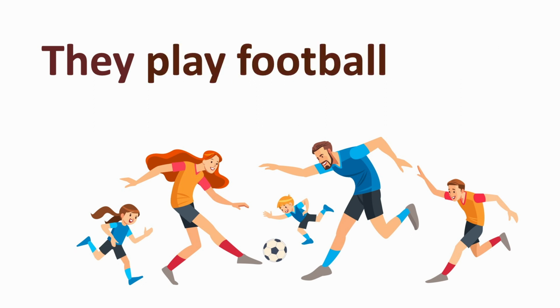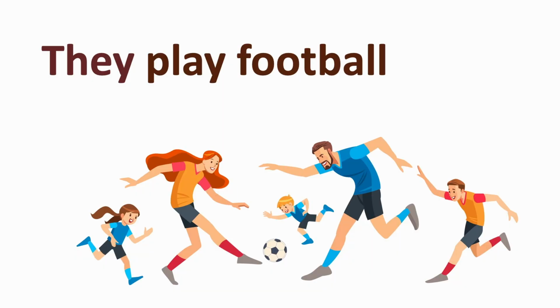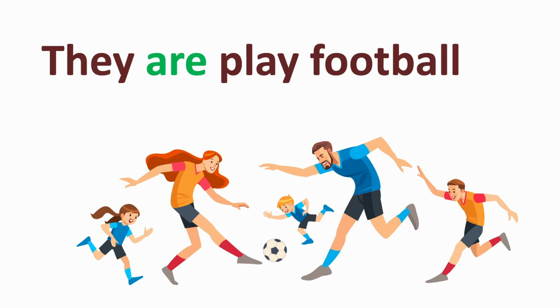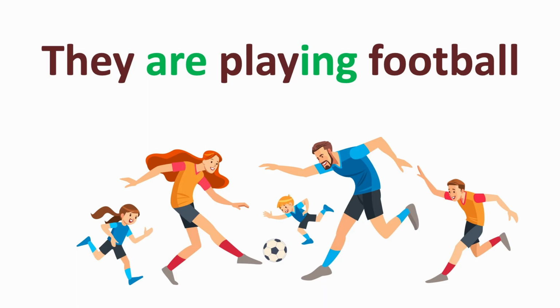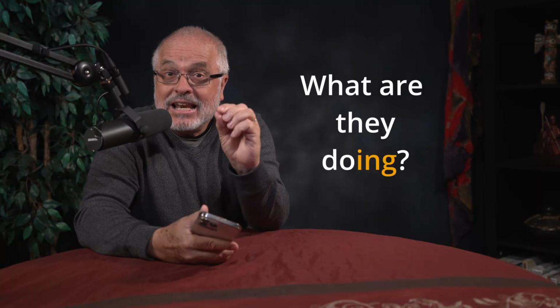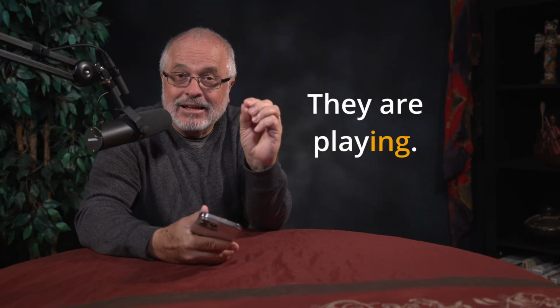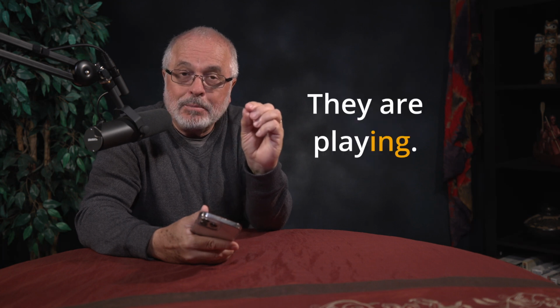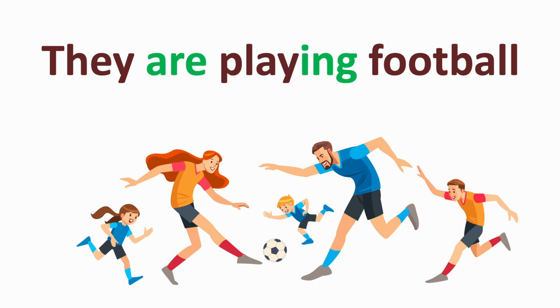You wouldn't say they play football. I mean, you could. I suppose people will know that you're just learning English. I hear this kind of sentence a lot. They just shorten it right down. They play football. But if you want to say it correctly, they are. Not just they play, they are. And then you add the ing. They are playing. What are they doing? They are playing football. All right, well, that's our lesson for today.